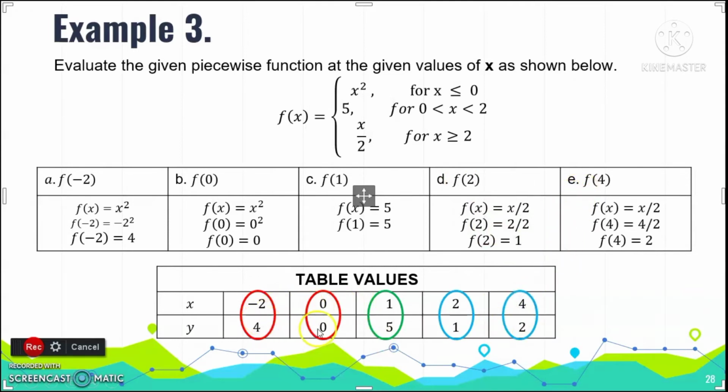There are also 3 different ordered pairs here in our table values because we have 3 different piecewise functions. So the first, the red one, we have here x squared, and then the green one we have the constant function 5, and then the blue one belongs to the function x over 2.